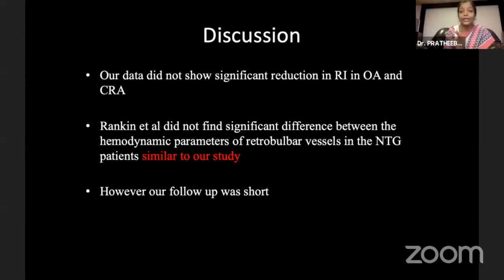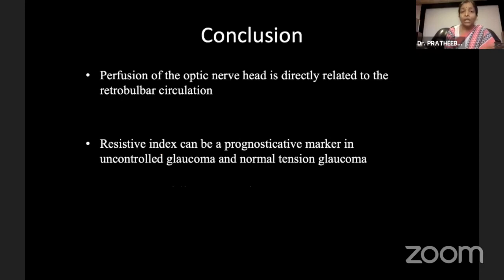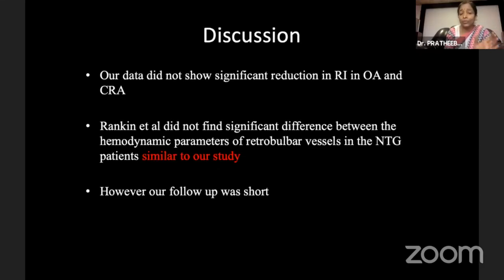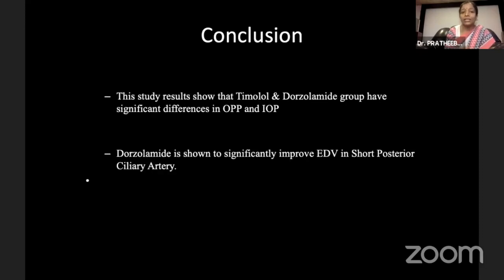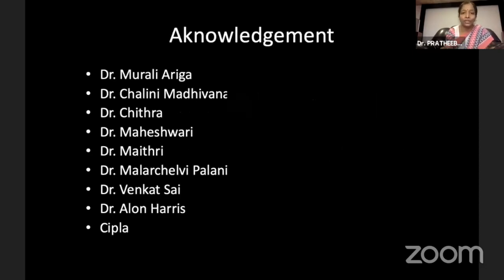However, our data did not show a significant reduction in resistive index in all the arteries except the short posterior ciliary artery. Rankin et al. also had similar results as our study. But the main limitation of our study is that there was a short follow-up period. And to conclude, perfusion of the optic nerve head is directly related to retrobulbar circulation. Resistive index can be a prognosticative marker. And this study shows that timolol and dorzolamide show a significant difference in ocular perfusion pressure and intraocular pressure. And dorzolamide significantly improves the end diastolic velocity in the short posterior ciliary artery.